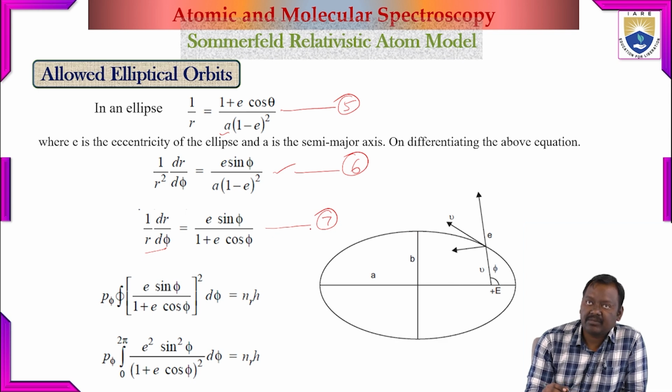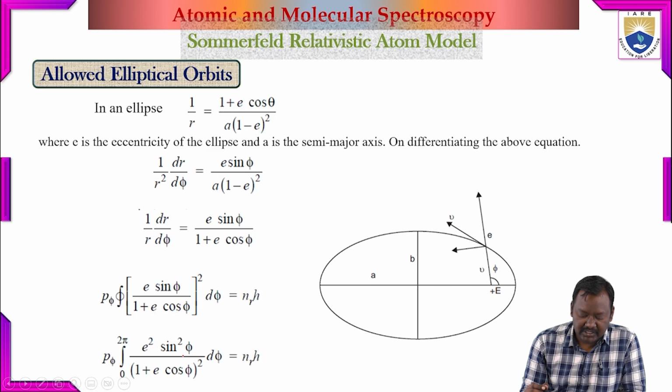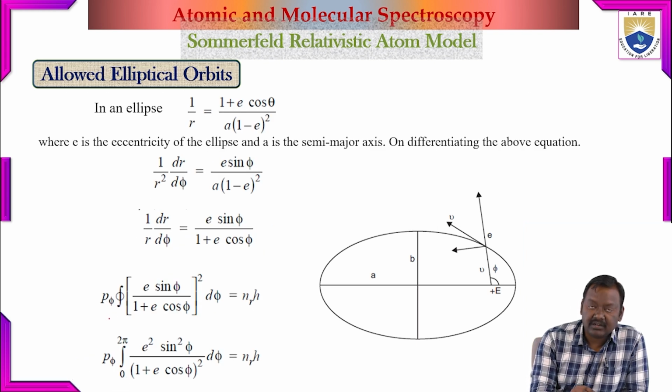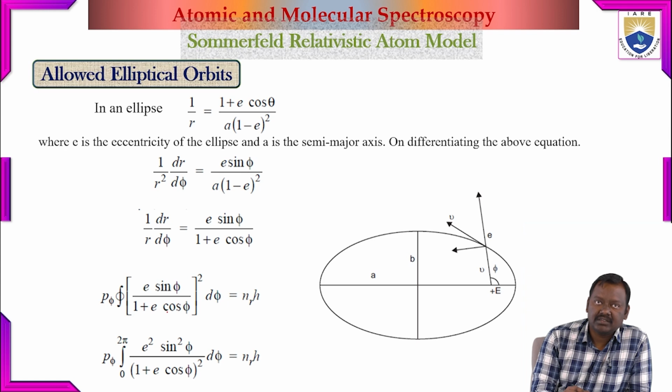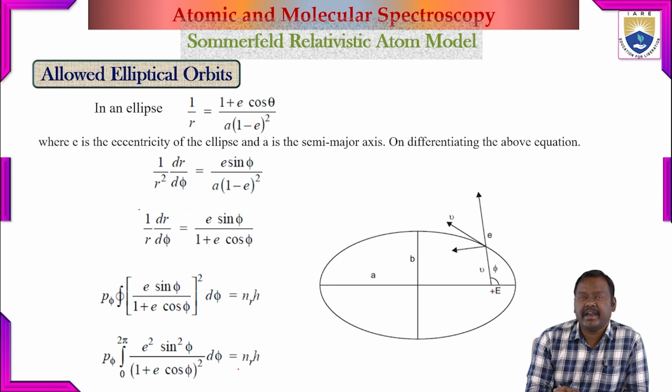Now substitute equation 7 for 1/r dr/dφ in this equation. We are saying: p_φ into the integral of e sin φ/(1 + e cos φ), instead of 1/r dr/dφ we are substituting this value, and then whole square dφ equal to n_r h. Squaring, you can write this expression as e² sin² φ/(1 + e cos φ)² dφ equal to n_r h.